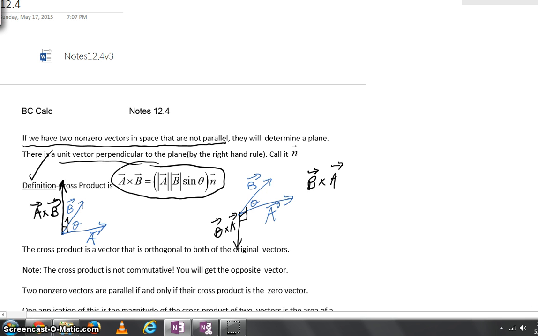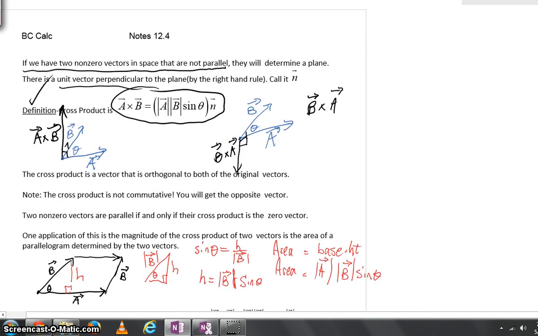The cross product, like I was just saying, is going to be perpendicular to both of the original vectors. For the first time, we're seeing multiplication where order matters. Our cross product is not commutative. If you change the order, you'll get the opposite vector. We just saw that up above.